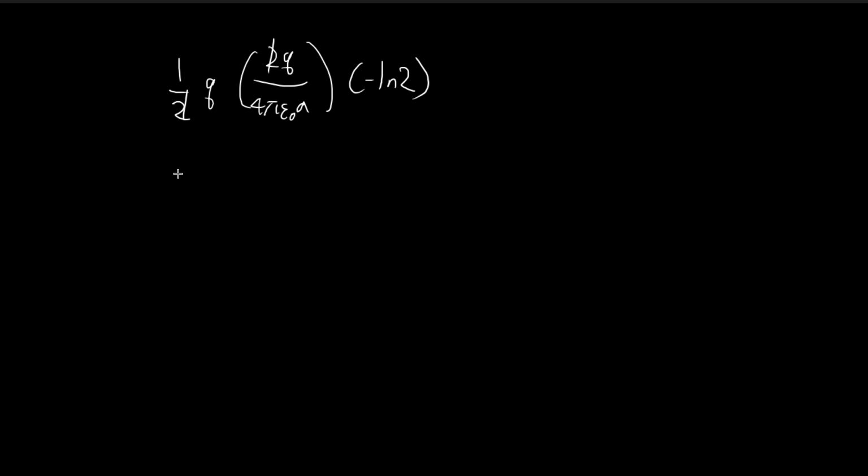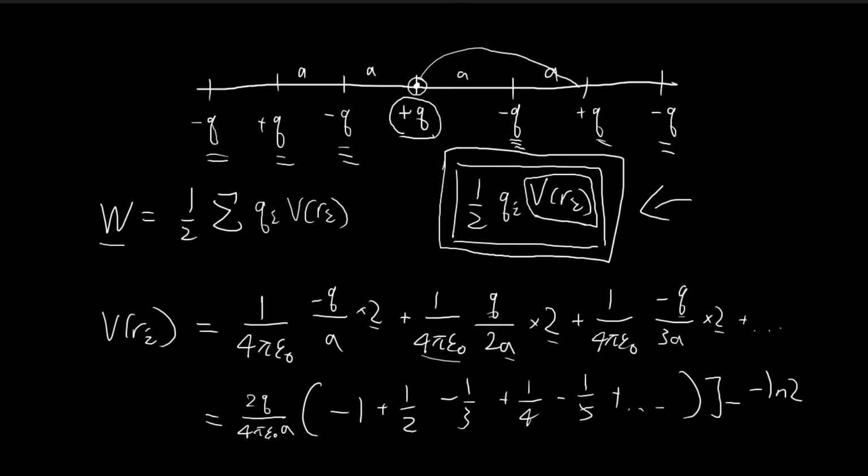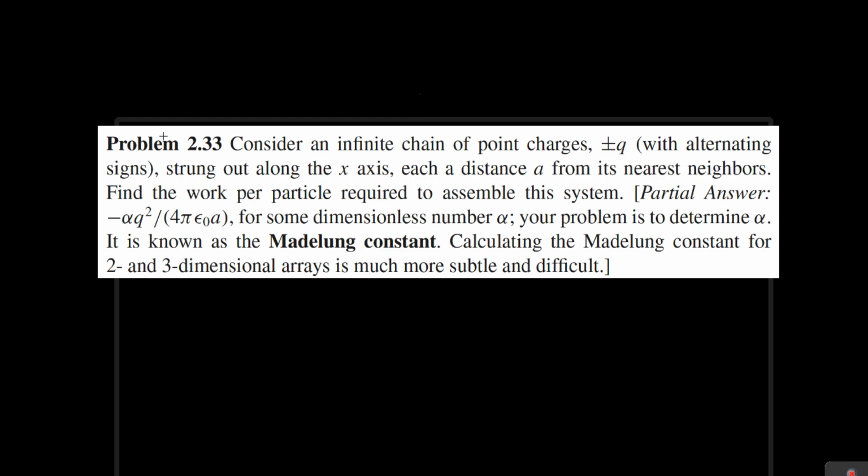So these 2's, they cancel out. So in the end we get negative Q squared, because of the negative sign, divided by 4 pi epsilon A times natural log 2. So this is your answer. And if you go back to the original problem, Griffiths actually gives you a pretty similar expression.